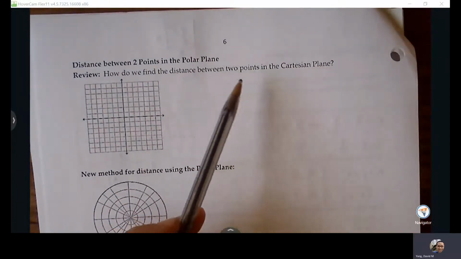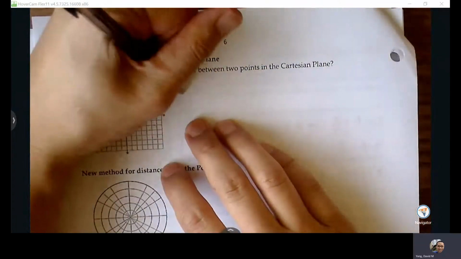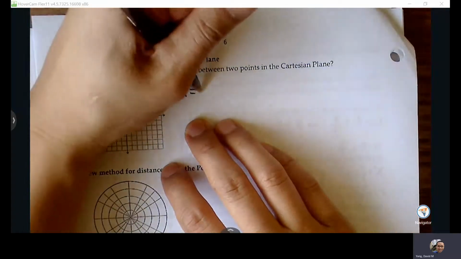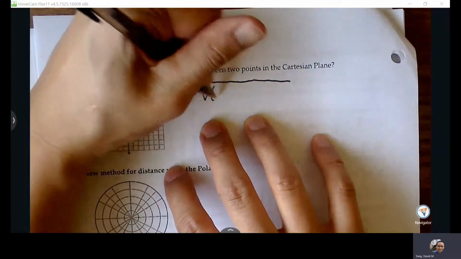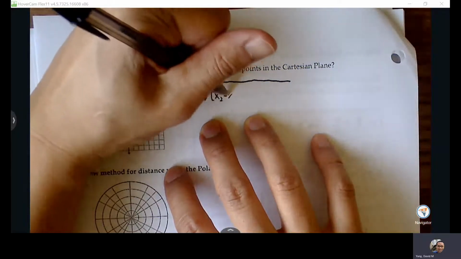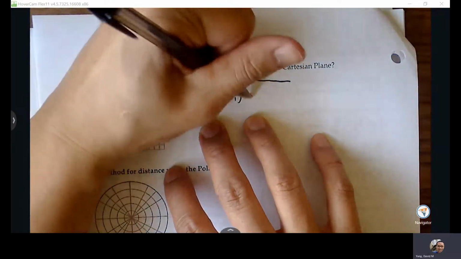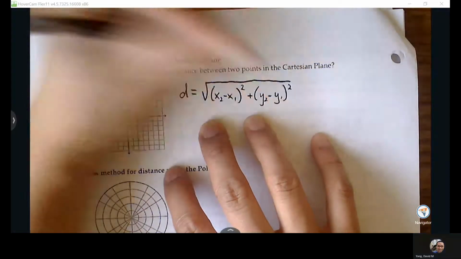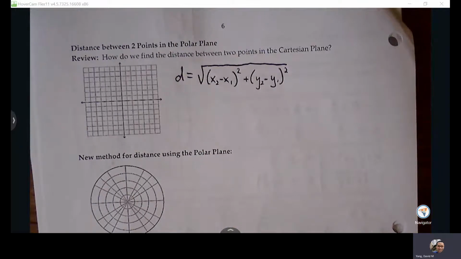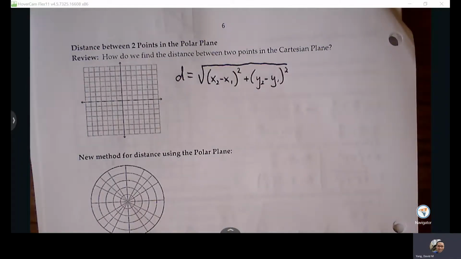Okay, so how do we find distance between 2 points? We're not going to do a full problem, but I just want to show you that this is a distance formula we've been using in the past, right? You take 2 points, you subtract the x's, square it, you subtract the y's, you square it. It's almost like component form in Pythagorean theorem, right? That's how you find the distance between 2 points on a Cartesian or rectangular plane.